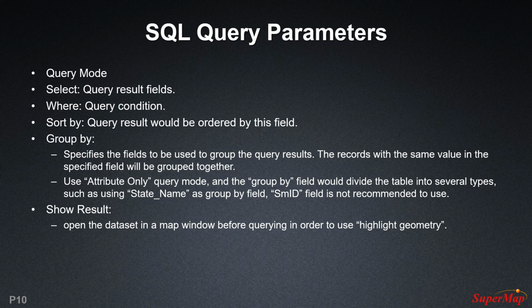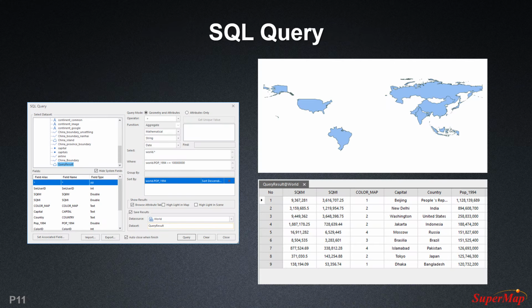And the other is to use attribute-only query mode, and the group by field would divide the table into several types, such as using state name as the group by field. However, the SMID field is not recommended because this is a system field that is used as an index. And finally, we can show the result. What this does is that it opens the dataset in a map window before querying so that we can use the highlight geometry function. And finally, this is what the result would look like.